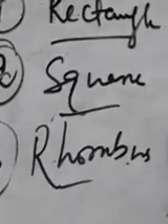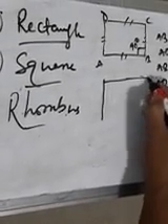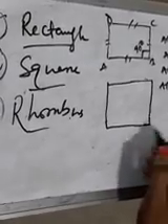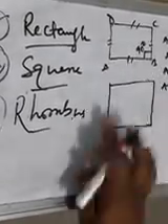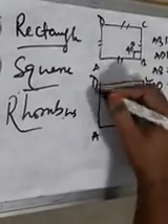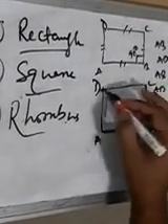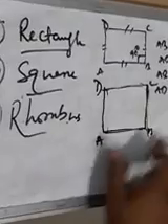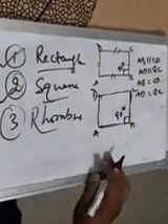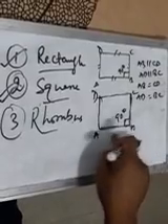What are squares? Squares are parallelograms in which all the four sides are equal to each other. Means if you say ABCD, then AB is equal to BC, BC is equal to CD and DA. Means all the four sides will be equal and the angle will be 90 degrees. Okay, so a square is a parallelogram in which all the sides are equal and the angle is 90 degrees.